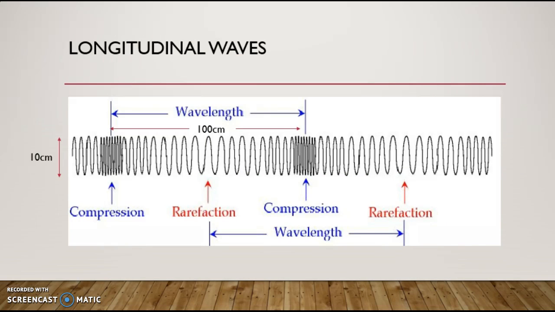For longitudinal waves, wavelength is measured again from compression to compression, so we can see that the distance between the compressions is 100 centimeters, so that would be our wavelength. The amplitude is measured from equilibrium position to the top of the wave. In this one, it gives the whole height of the wave, so we know that it would just be half of that number. So our amplitude would be 5 centimeters.